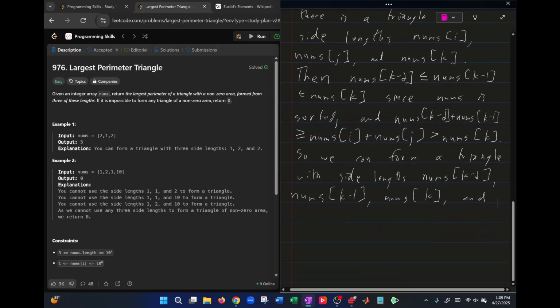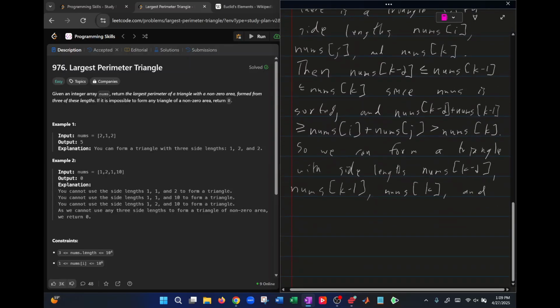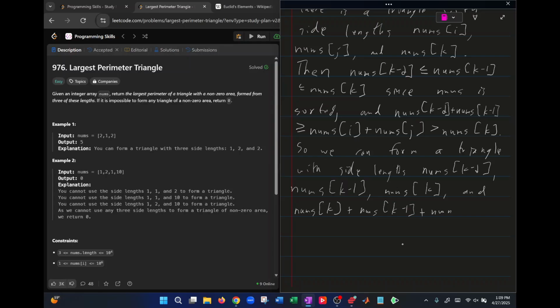And basically in words, the perimeter is going to be greater than the triangle we started with. And mathematically, if we add these up, it's going to be greater than 2 nums i, j.